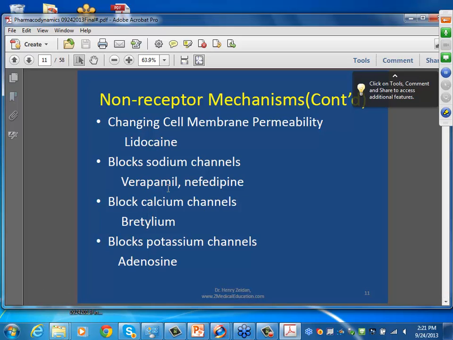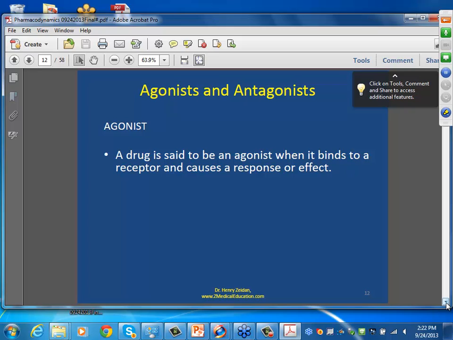Some examples of changing cell membrane permeability: blocking sodium channels, blocking calcium channels, and we'll see that very soon when we address classes. Blocking potassium channels, adenosine is a very effective example. So have an appreciation, have an outlook of some of those examples, and we will spend our time dealing with their mechanism of action.